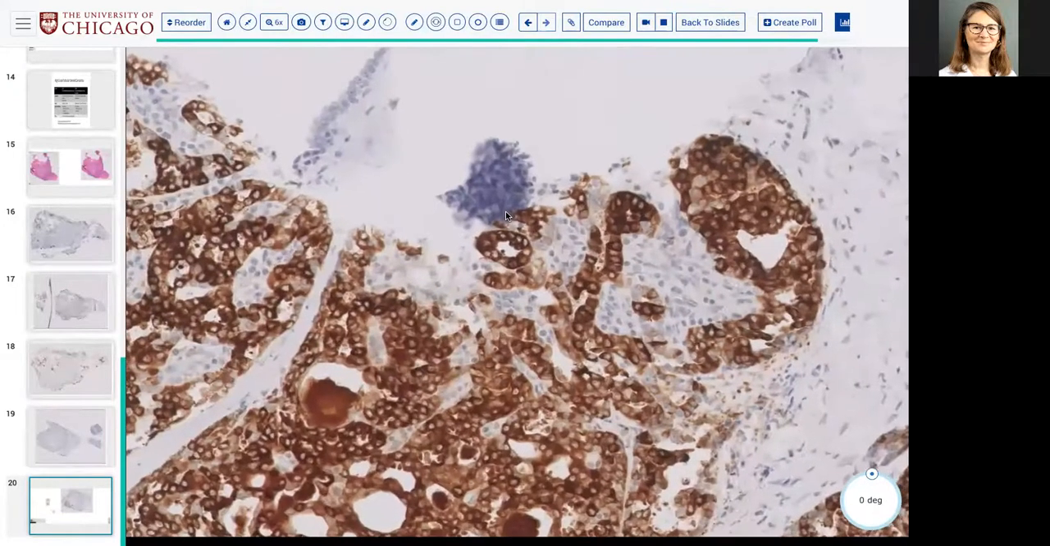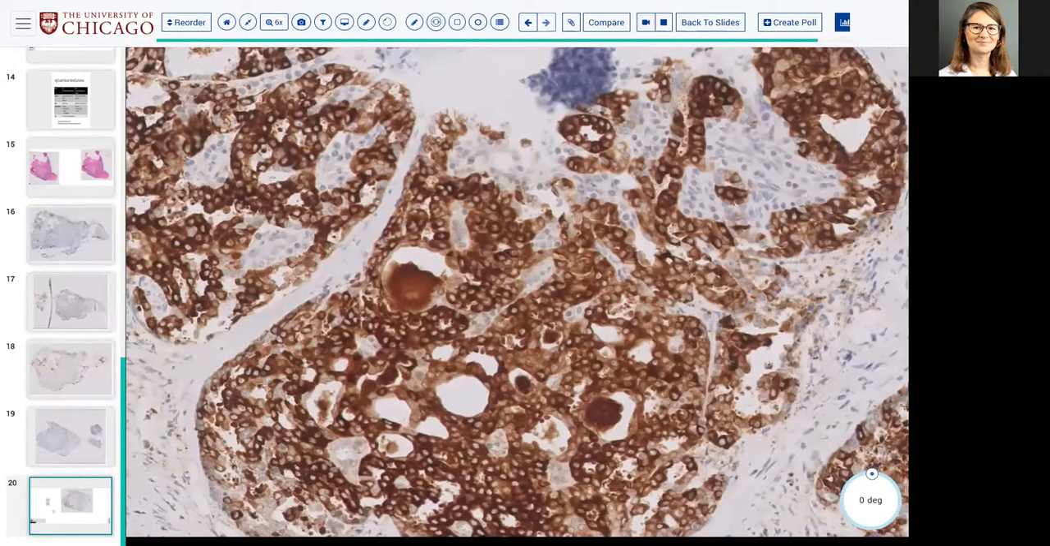What genetics did it have? ETV6. Yep, NTRK. Yep. So why do we care? Why is this such an important diagnosis to make, even though it's rare? Treatment.